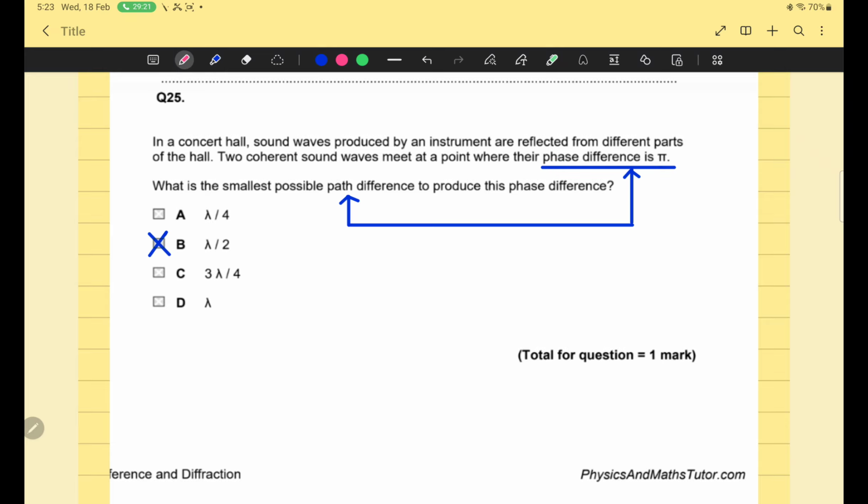I think you are right because I taught you the phase difference sequence: pi, 3 pi, 5 pi, 7 pi. And the corresponding path differences are lambda by 2, 3 lambda by 2, 5 lambda by 2, 7 lambda by 2. So you are right. Pi means lambda by 2, one way.